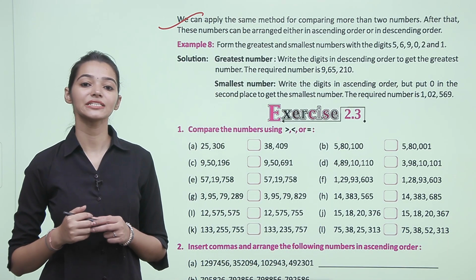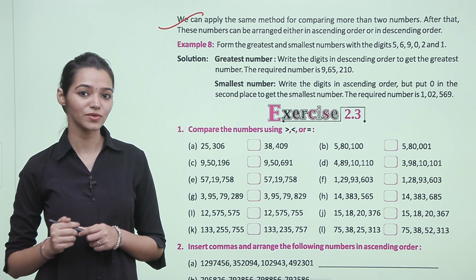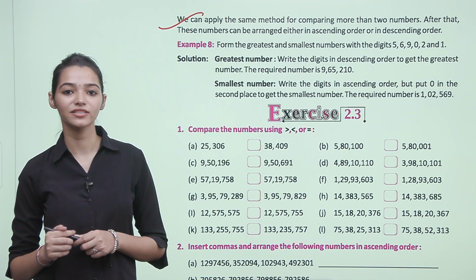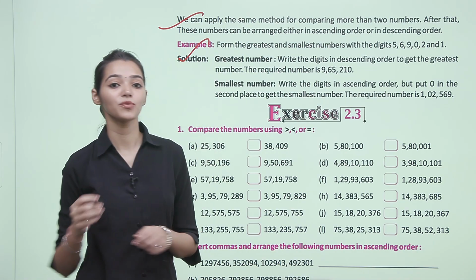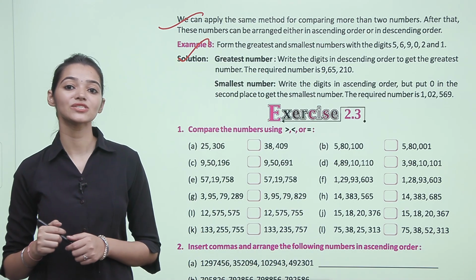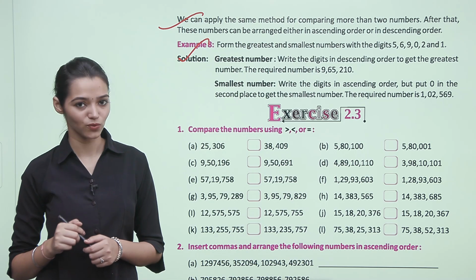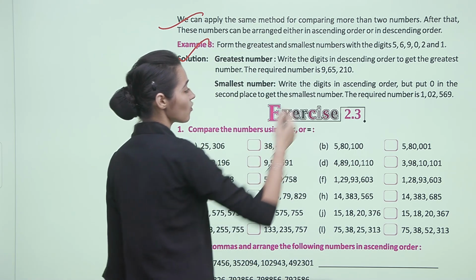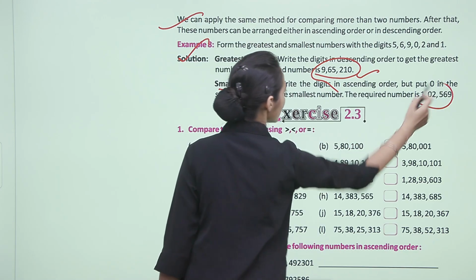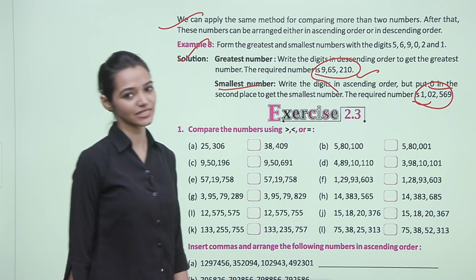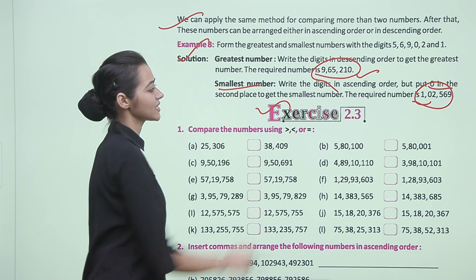Now here we can apply the same method for comparing more than two numbers. After that these numbers can be arranged either in ascending order or in descending order. For example, we have to form the greatest and the smallest number with the digits 5, 6, 9, 0, 2 and 1. Now the greatest number that can be formed is 9,65,210 and the smallest number that can be formed is 1,02,569.